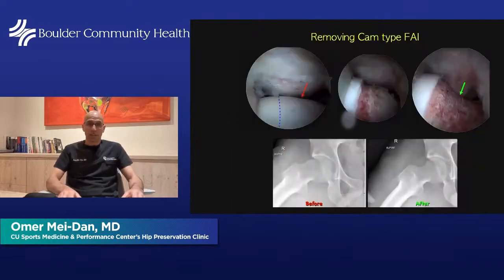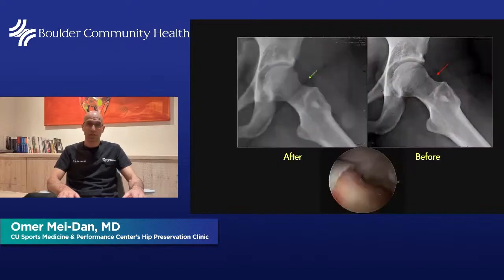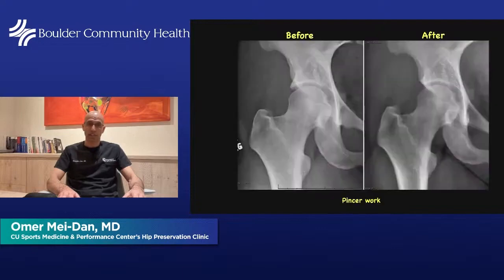After we get into the joint, we first have to remove the CAM lesion, as we said. You can see here the before, that big bony bump, and you can see how it looks afterward when we carve the bone nicely, and now it can fit into the hip socket once we flex our hip. You can see the intraoperative pictures. You can see another example, the CAM lesion before and the CAM lesion afterwards. So basically, we're re-sculpting the femoral head.